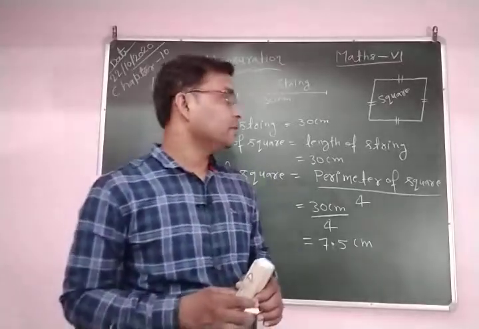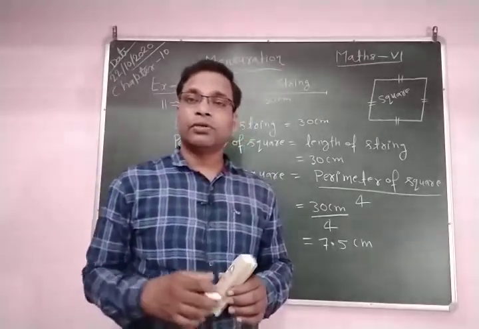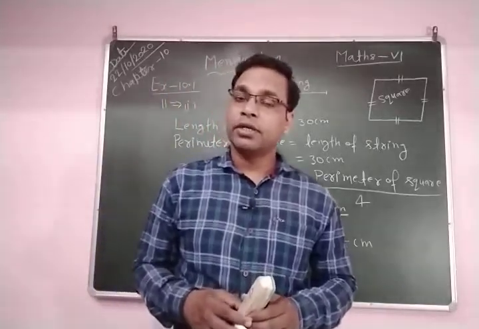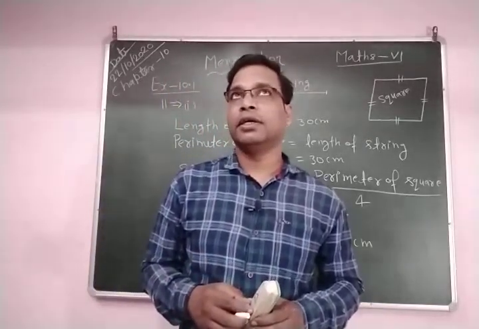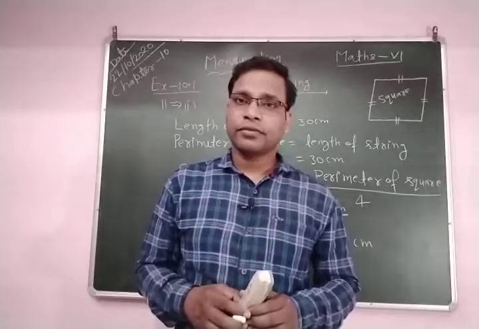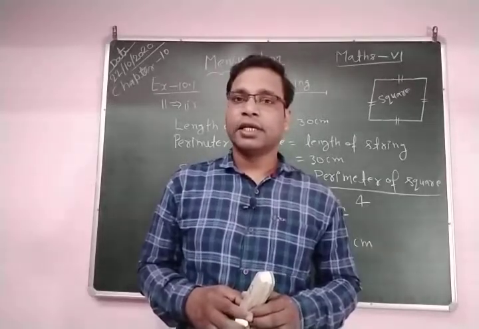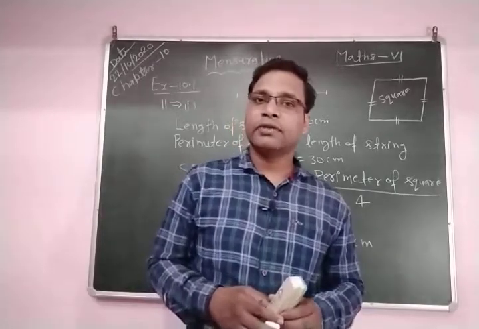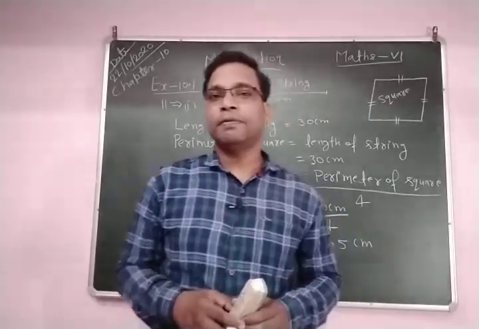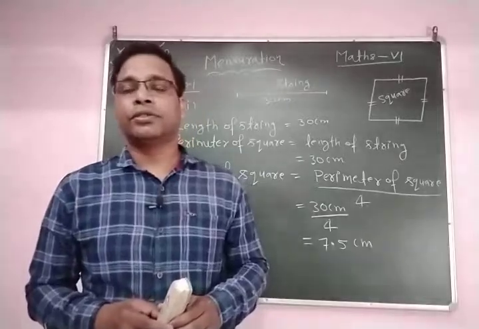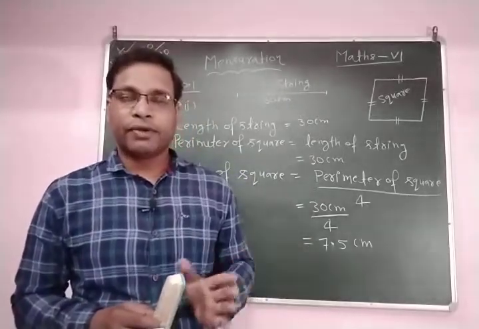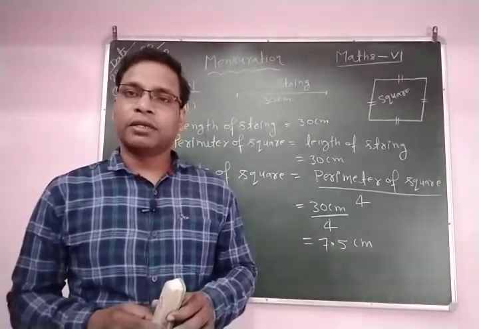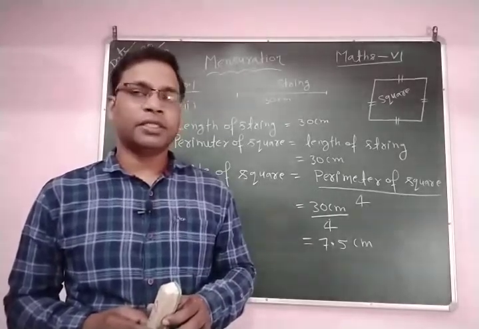The length of the string is given as 30 centimeters. So we need to find the side of the equilateral triangle. Students, we know very well the perimeter of an equilateral triangle is 3 times the length of a side, because in an equilateral triangle all sides are equal. So the length of a side of an equilateral triangle is equal to the perimeter of the equilateral triangle divided by 3.